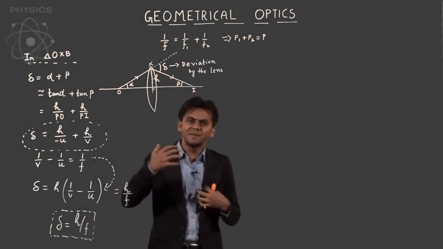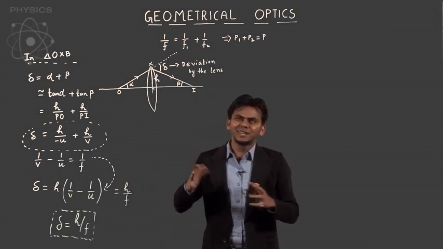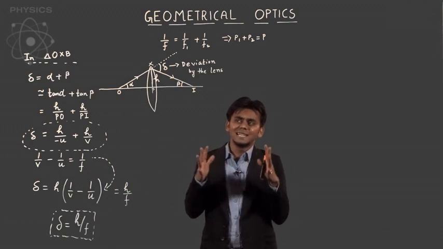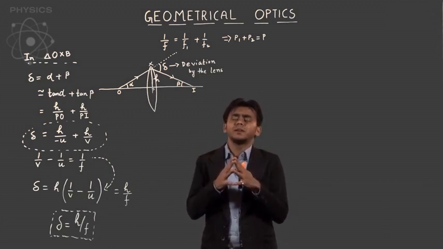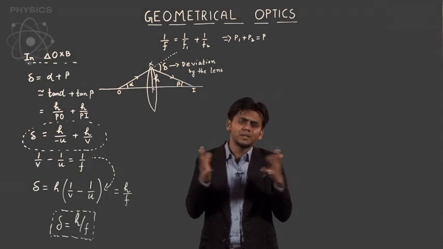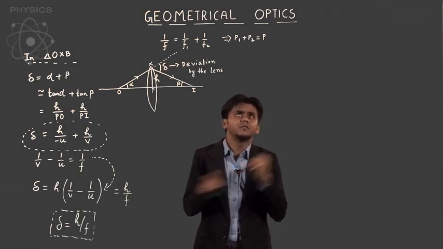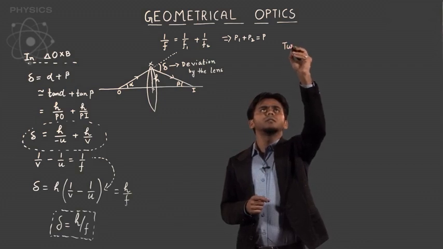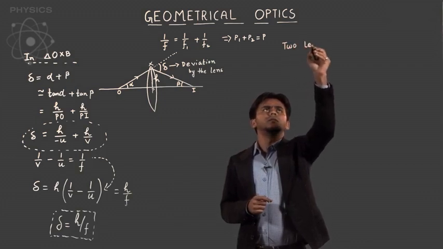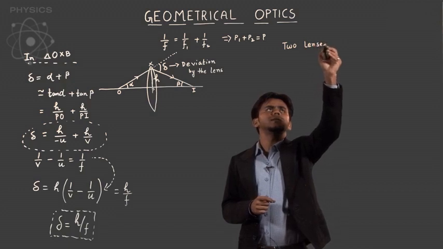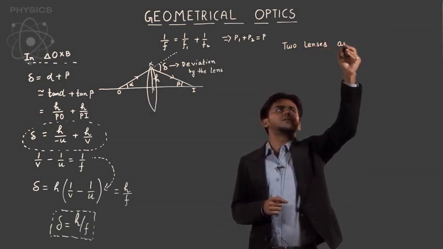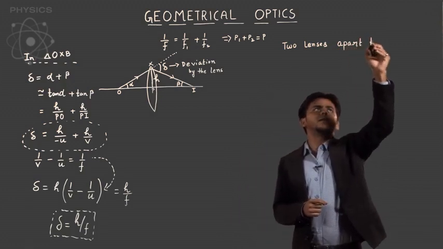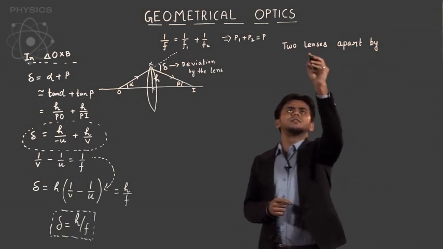Now this forms the basis. You would be wondering, why do we need this? But this actually forms the basis when two lenses are kept small distance or are separated by small distance. I'll just write that thing for you. Two lenses, I'll start a new thing. Two lenses apart by small separation.